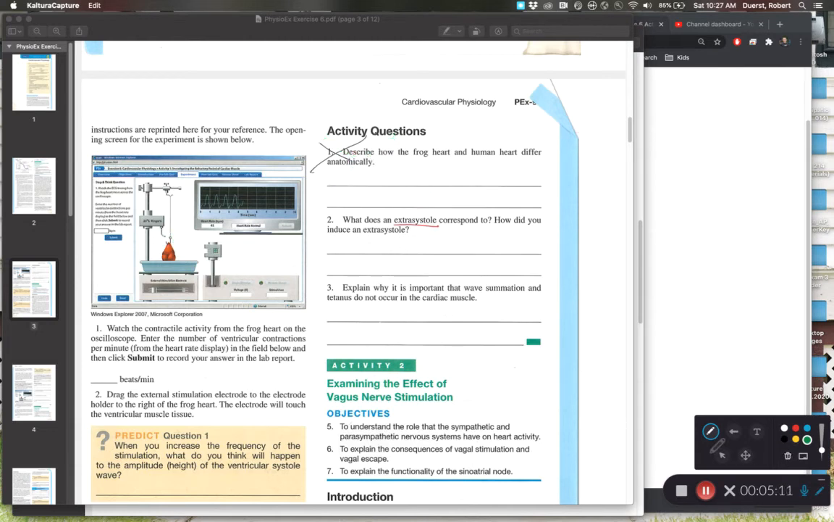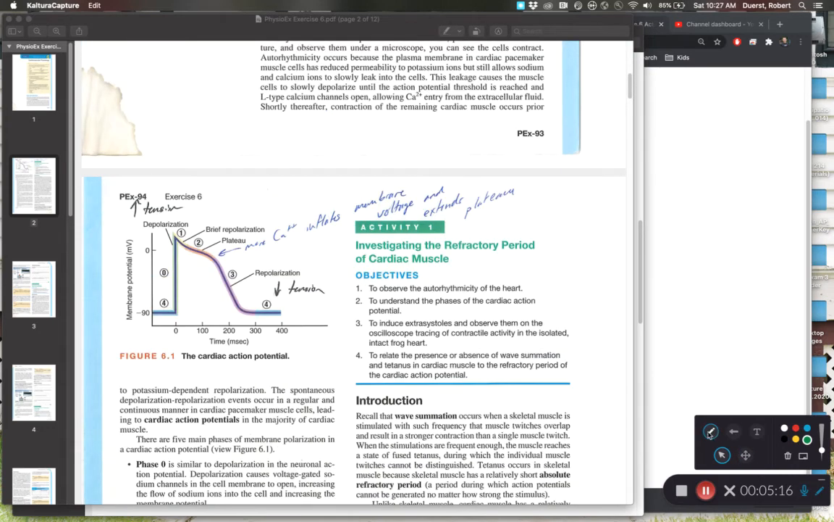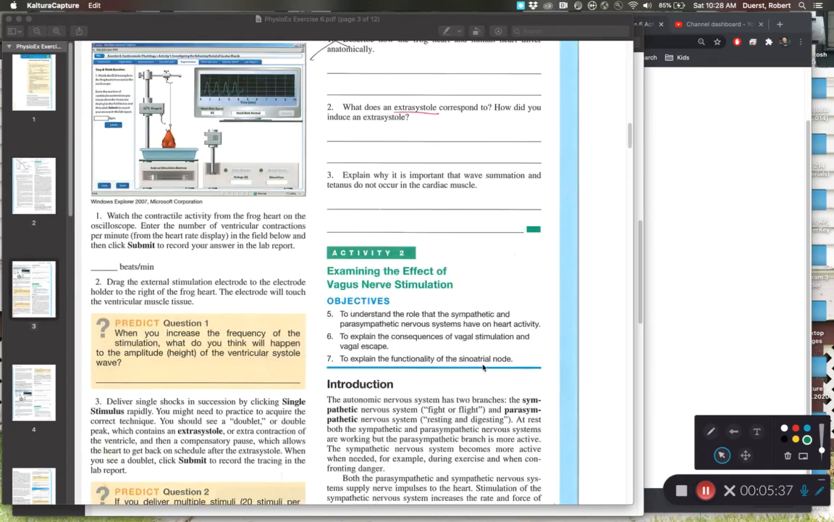Let's go back to the cap graph. We need to give a strong electrical stimulus during that repolarization phase. And during that repolarization phase, we have the relative refractory period where it's possible to initiate a new action potential. We just need to use an electrode on the heart because we need a really strong stimulus for it to occur.